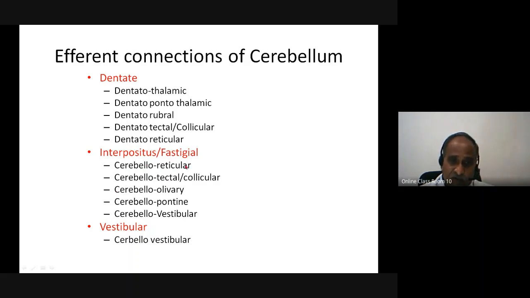The cerebello-reticular, that is a reticulospinal tract comes; cerebello-tectal and cerebello-collicular, that is the colliculospinal or tectospinal; cerebello-olivary, olivospinal; cerebello-pontine, pontospinal, that is a reticulospinal; cerebello-vestibular, that is vestibulospinal. So that means the output from the cerebellum is not directly connecting to the spinal cord. However, through these things, it is connected. Now, the vestibular system is connected with the cerebello-vestibular system. These are the efferent connections of the cerebellum.